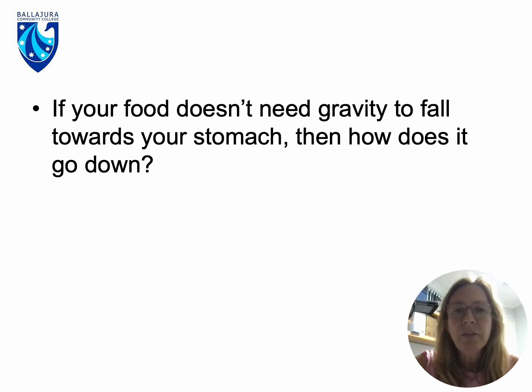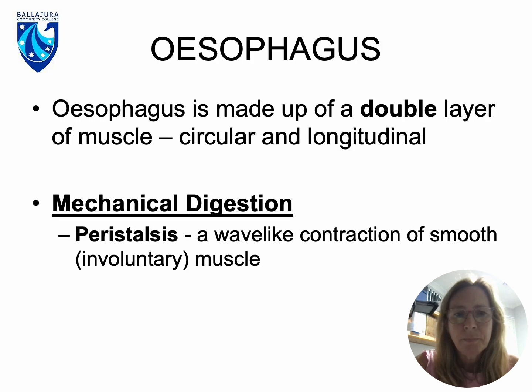Your food doesn't need gravity to fall down to your stomach. So how does it go down? There are two types of muscles in your esophagus. One type of muscle are like a ring, and the other ones are longitudinal, so up and down. This results in a movement known as peristalsis, which is a wave-like contraction of these smooth involuntary muscles, pushing food down towards the stomach.